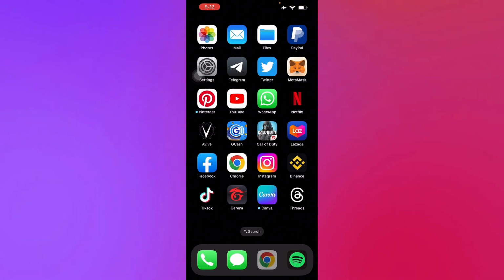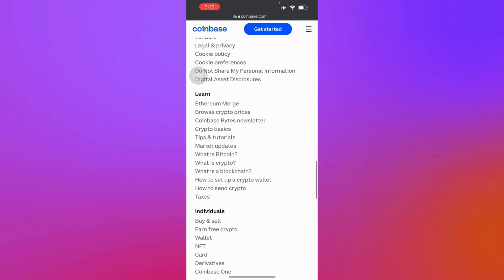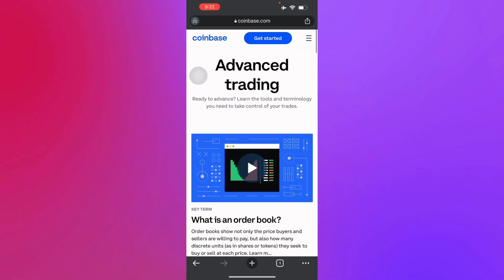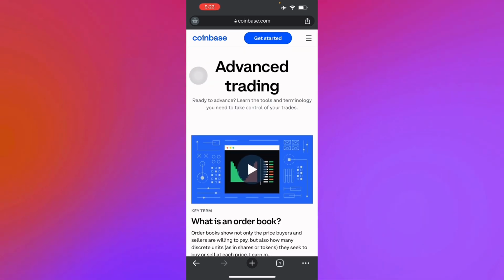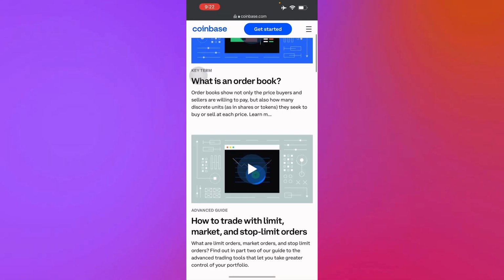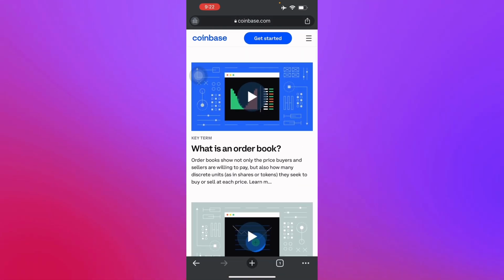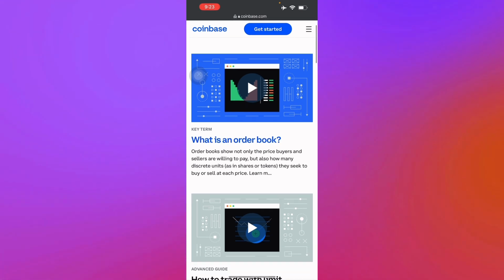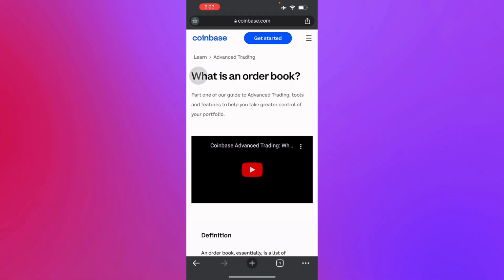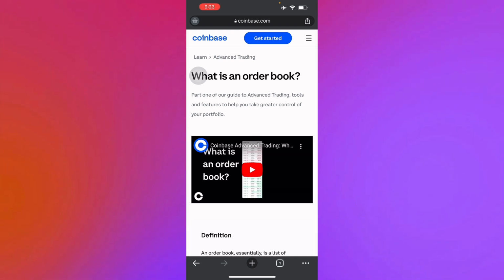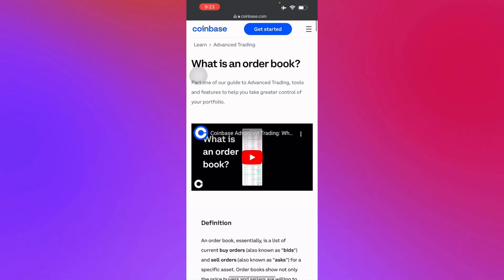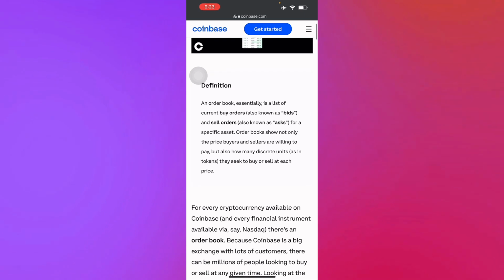Basically, we head on to coinbase.com, where I'm already logged in, and where you will find advanced trading. If you're ready to do advanced trading, you can do simple tutorials here, or you can learn from here what advanced trading is. Key terms you should learn include what an order book is. Right here you will see what an order book is. This is part one of the advanced trading guide tools for Coinbase.